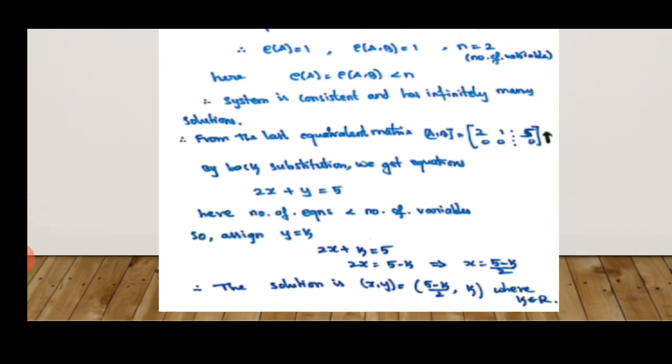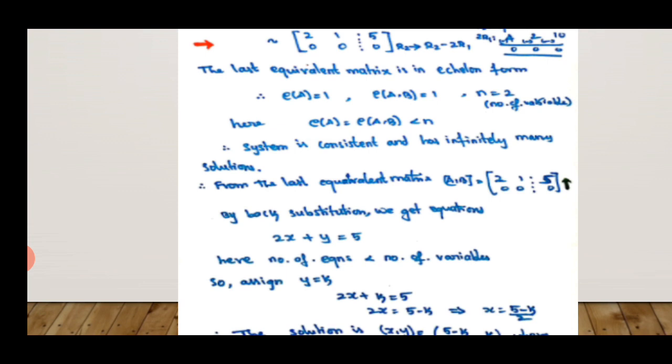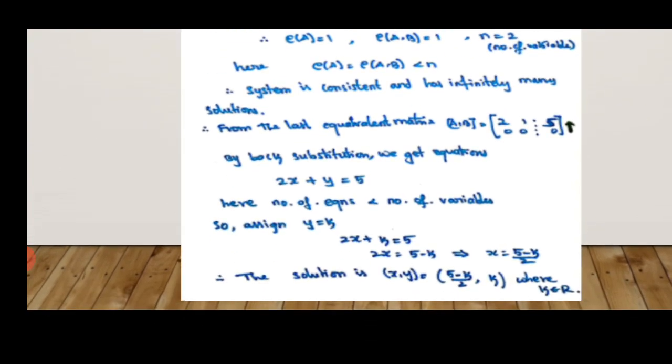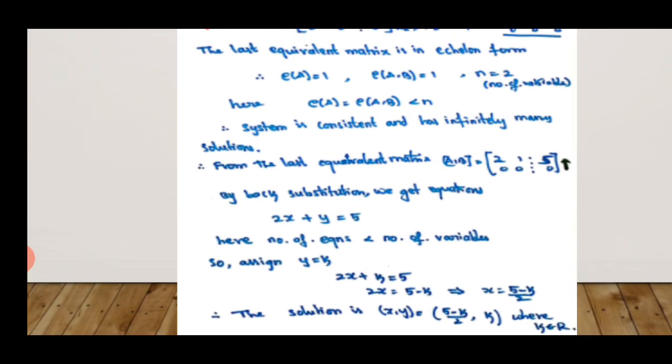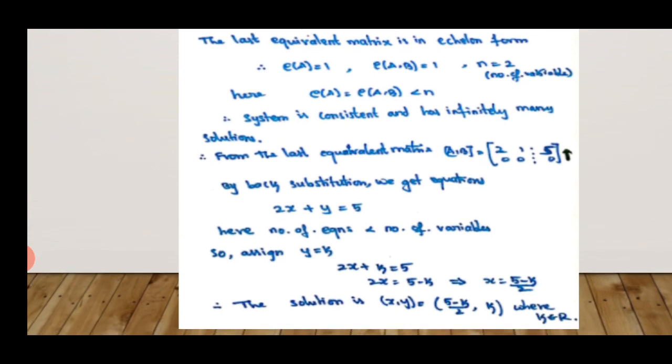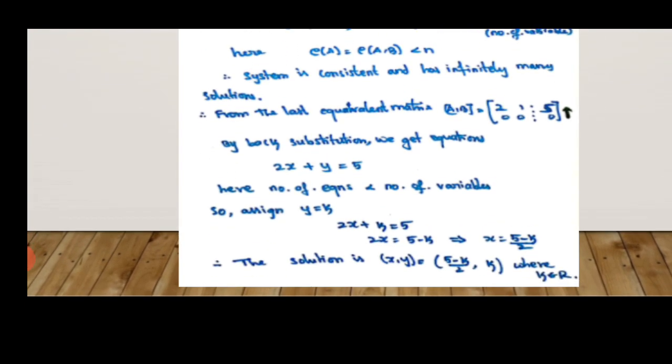I hope you understand. I repeat again, here the rank of A and rank of A comma B values are the same. So we put equal to, but those values are lesser than the n value. n is 2, so it is less than that. So rank of A equal to rank of A comma B is less than n. So it is the condition for consistent and has infinitely many solutions.